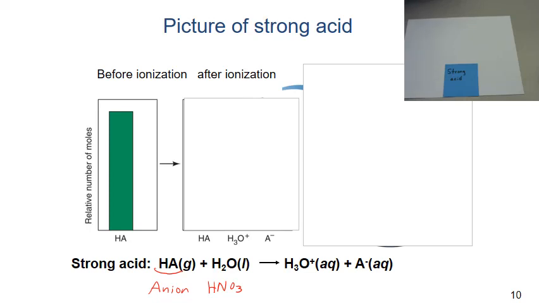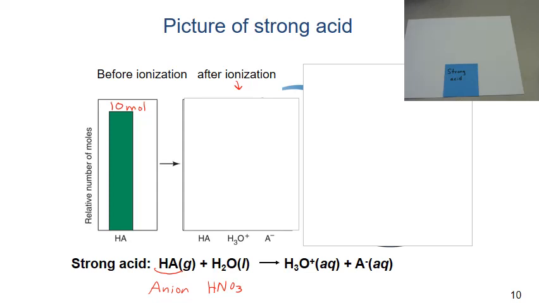On the left side of the slide, there is a bar chart for number of moles of HA, and we'll just assume there's 10 moles to start with. In the center of the slide, there's an empty space. In the empty space, after you pause the video, I would like you to fill in the bar charts relative to each other for the substances HA, H3O+, and A- after the HA molecules ionize with water.